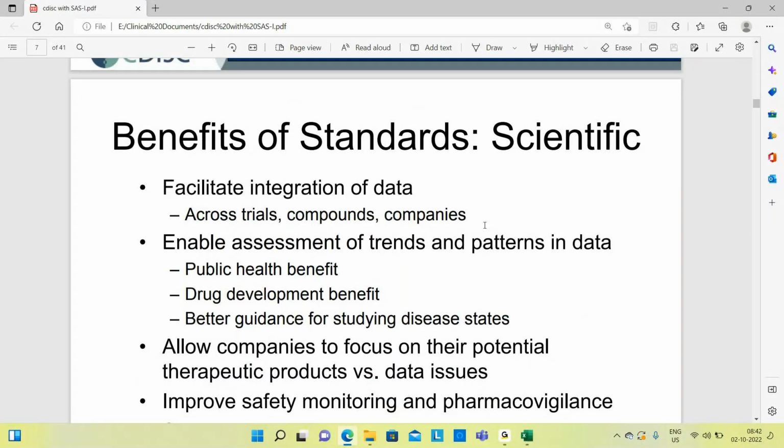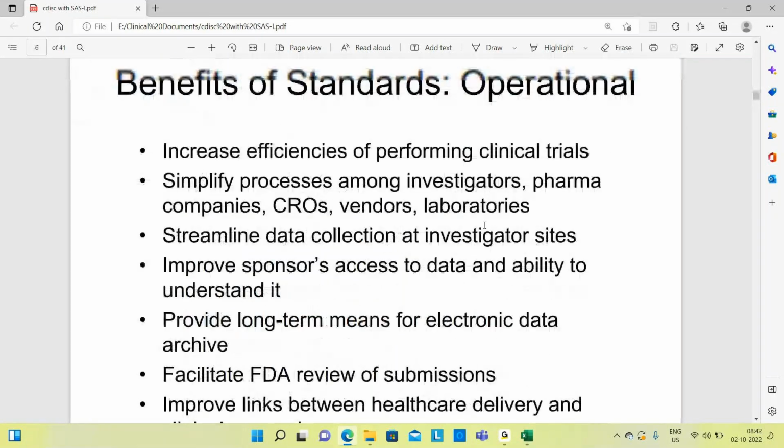Next, operational-wise, these are all the advantages you have. Everyone is clear with this slide, right? Any questions with any of the points?